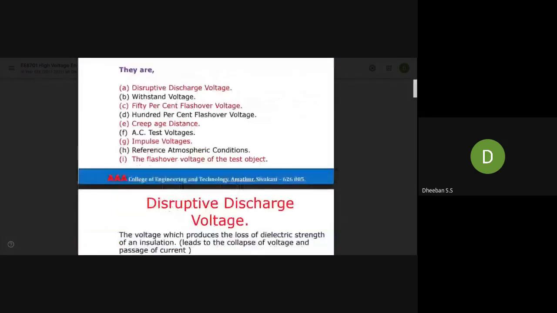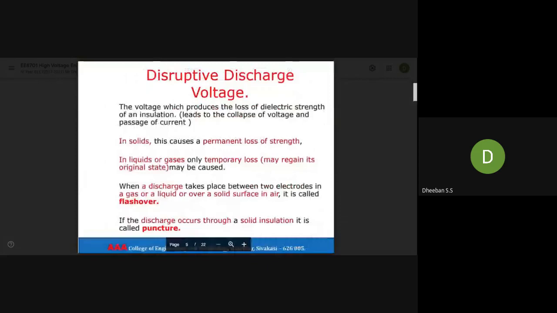This definition you already know, the same which we studied in your unit 1. What they are saying is that it is the voltage which produces the loss of dielectric strength of an insulation. In your second unit, you have studied about the dielectric strength of the insulation. When the dielectric strength of the insulation breaks down, a discharge occurs.